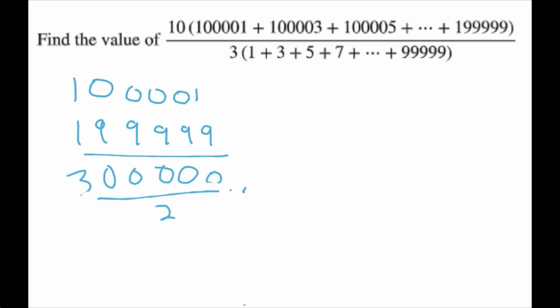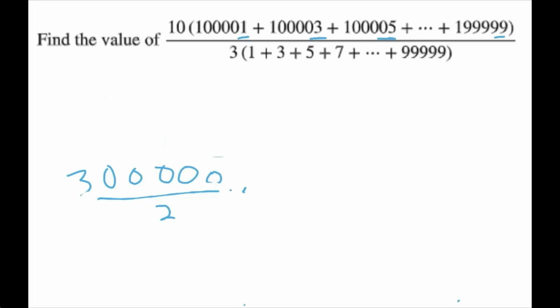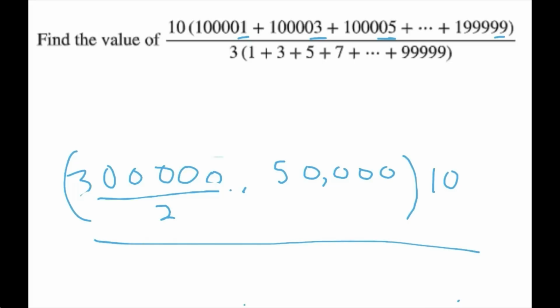Notice that each of the terms iterates by 1 at the end. Or iterates by 2 at the end. So that means that these are just the number of odd numbers that are from 1 to 99999. That gives us 50,000 numbers. Now we multiply this by the 10 that's present in the numerator. And we now solve the denominator.